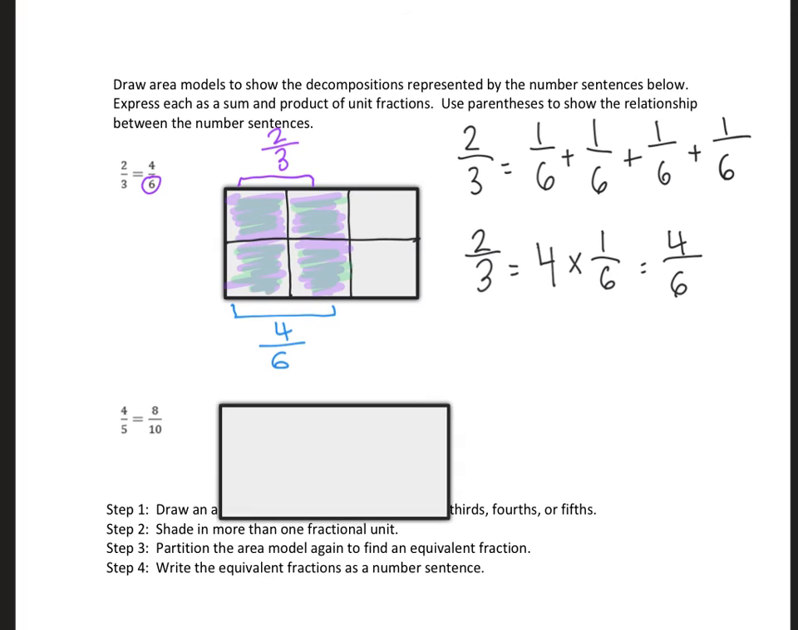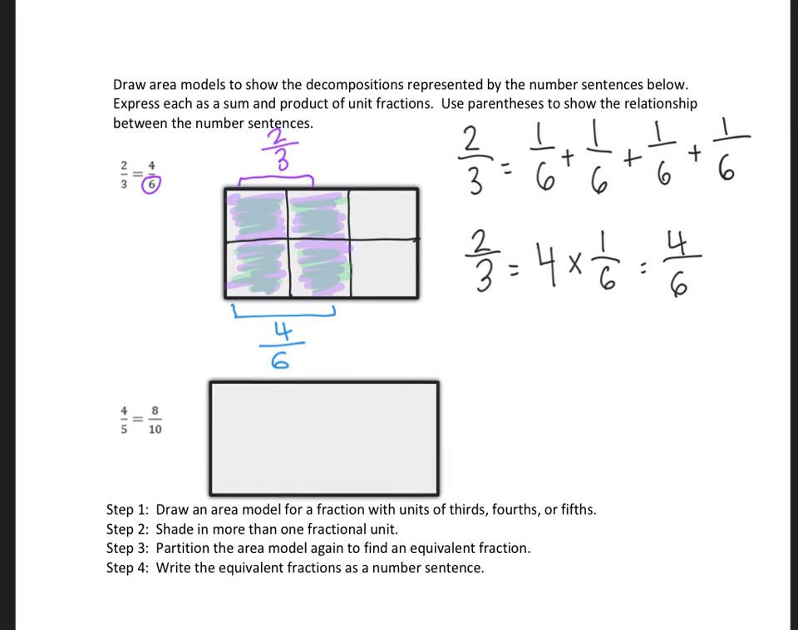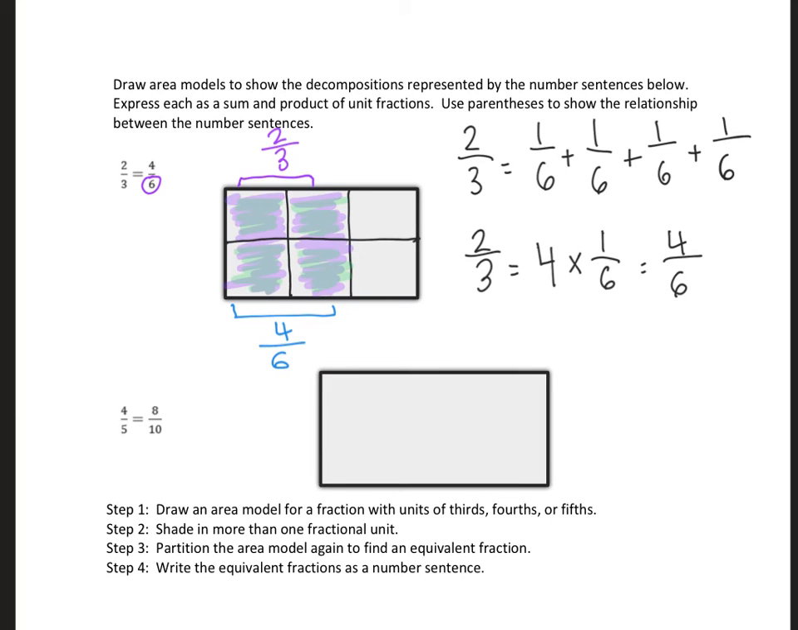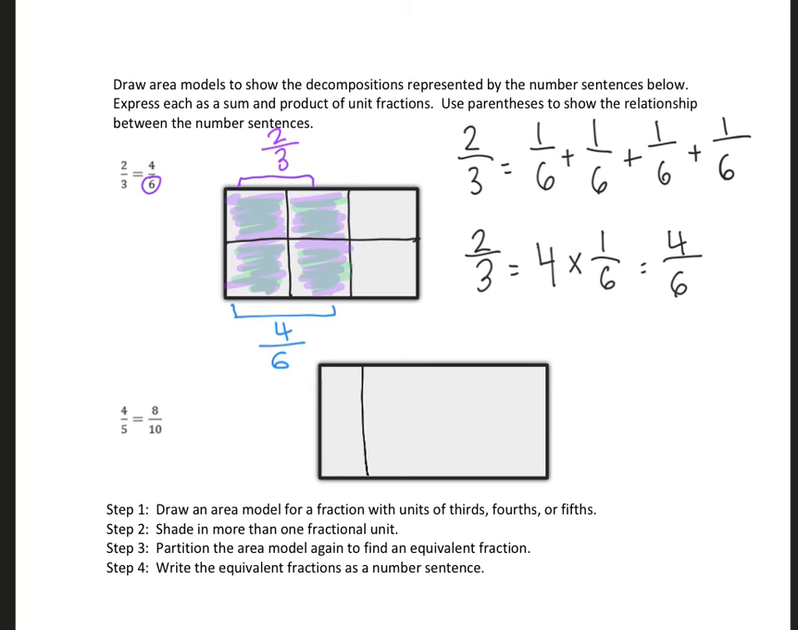This one's going to be a little hard to move. We'll do it here. Actually, okay. It's a little hard to find space. So now you're going to make this show 4/5 to begin with, because that's our first fraction. 1, 2, 3, 4, 5. Okay. I'm going to shade in 4 pieces. 1, 2, 3, 4. So now my area model shows 4/5.